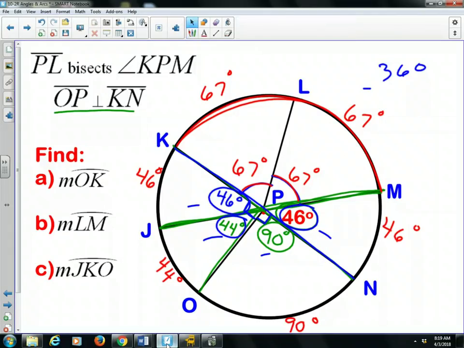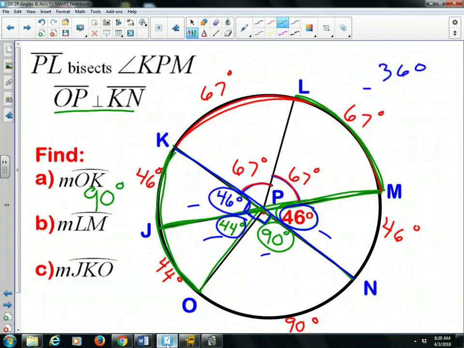Find the measure of arc OK. OK is from here to here. It's 44 plus 46. It is 90 degrees. Find the measure of arc LM. Arc LM is from here to here. We got it. It's 67 degrees.